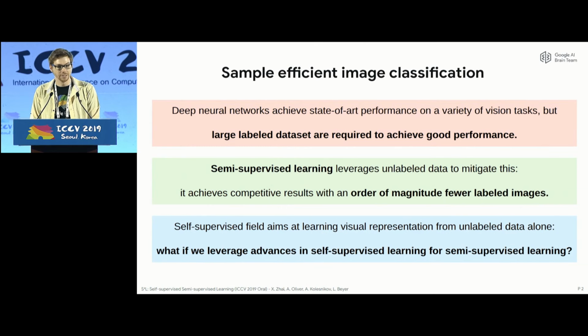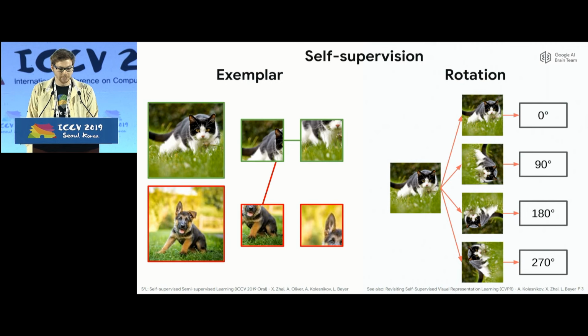And there the idea is to learn useful representations from completely unlabeled images. The question we asked ourselves, and that we're going to answer here, is what if we leverage advances in self-supervised learning to improve semi-supervised learning? So in the remainder of this talk and our paper, we use mostly two self-supervision techniques which exist already, but this applies to more.